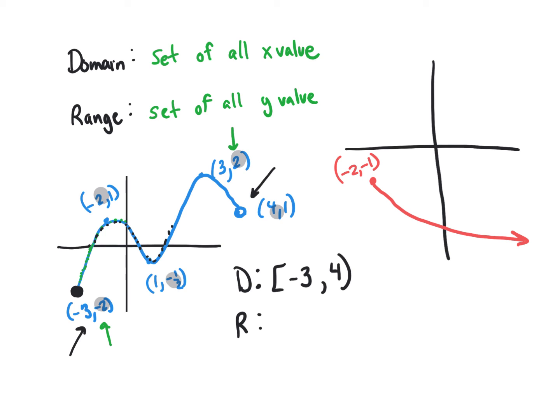And since this one's a closed circle, that one's definitely a bracket. If it's just part of the curve and doesn't have an open circle, we'll assume it's included. So that's going to be -2 to 2. So that would be the domain and range for that relation.